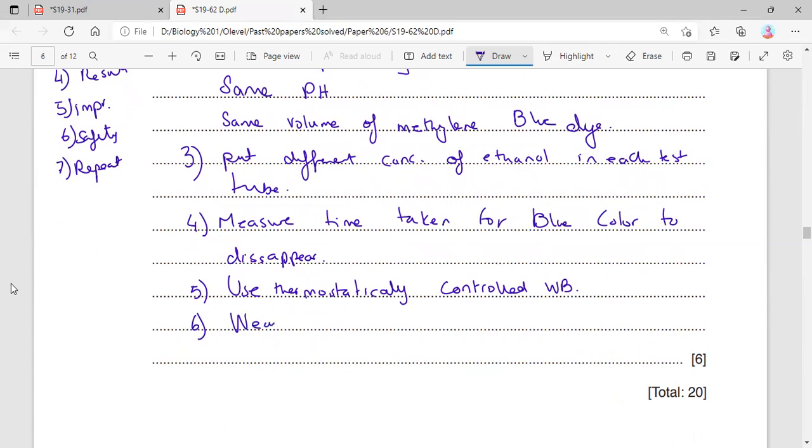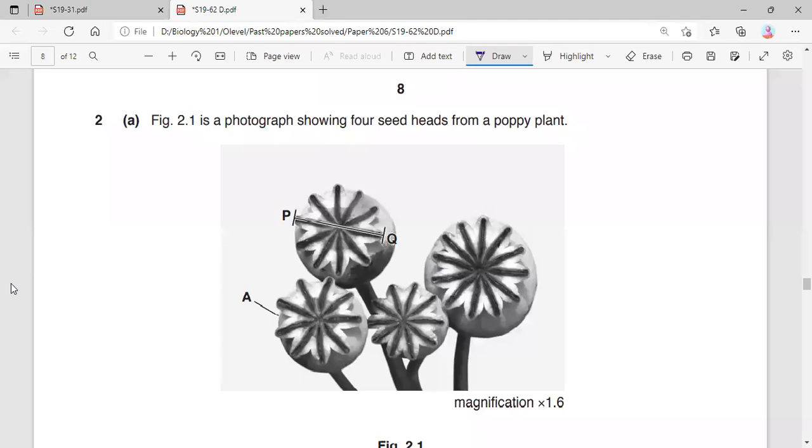Number 6, safety precaution. Of course, you have to wear goggles. Number 7, repeat experiment and take average. So these are the 7 steps for designing an experiment.